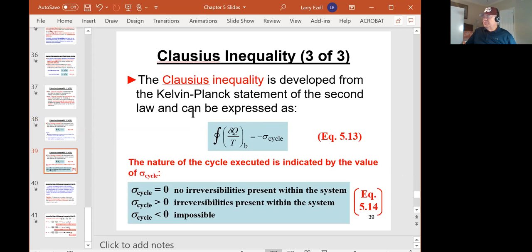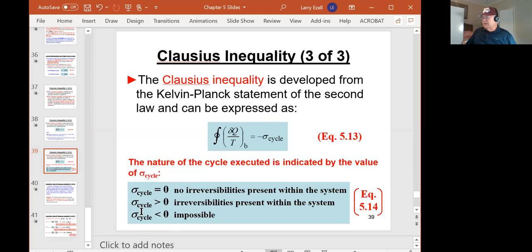All right. The Clausius inequality is developed from the Kelvin-Planck statement. So we just said that. The nature of the cycle executed is indicated by the value of sigma of the cycle. If this sigma turns out to be equal to 0, it's the best process you can get. It's a Carnot process. No irreversibilities are present. It's a fully reversible process. If the sigma of the cycle is greater than 0, irreversibility is present within the system.